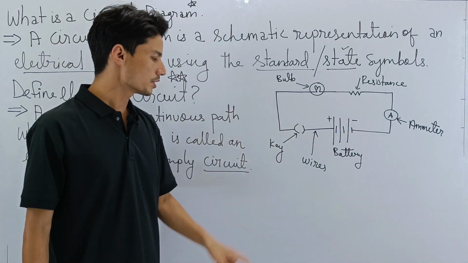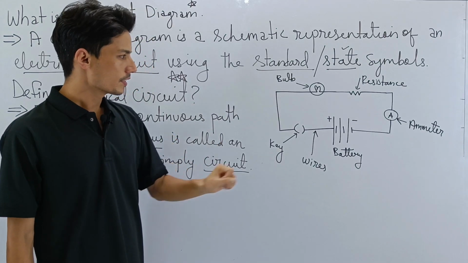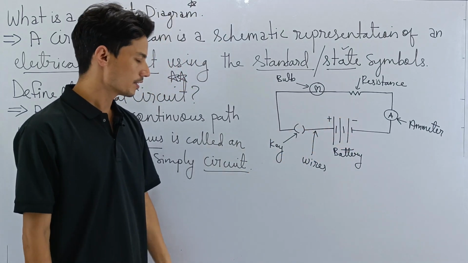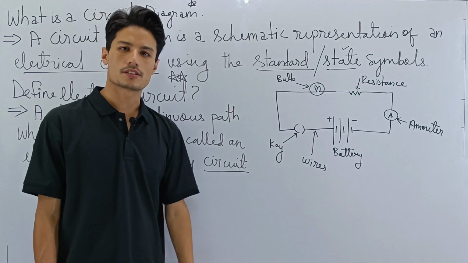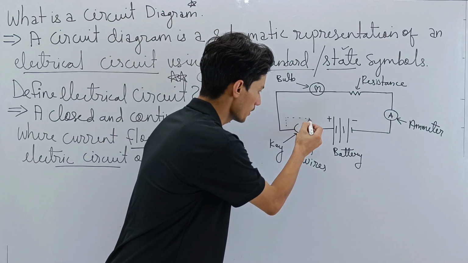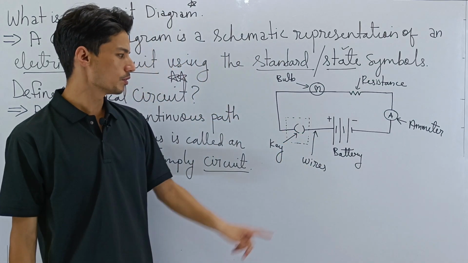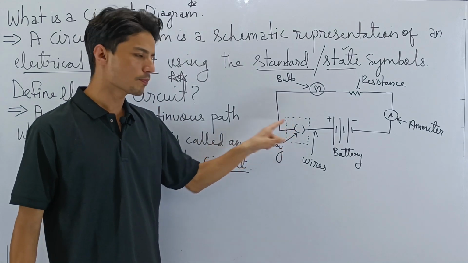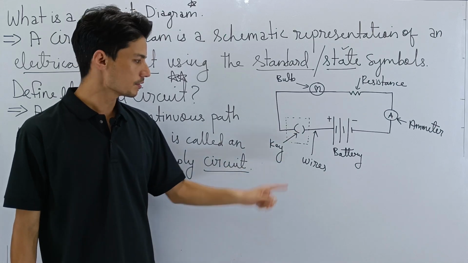A closed and continuous path. But now, is it really closed or is it open? Can anybody tell me? Look at this figure, the circuit diagram which you have just drawn, and tell me whether this circuit diagram is open or closed. How do I know if it is open or closed? Pay attention to this area. Look at the state symbol and tell me, is this an open plug or a closed plug? This is open, isn't it?